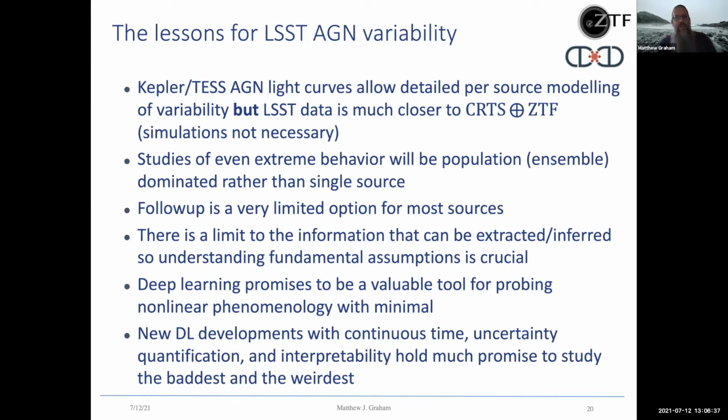Deep learning, I think, promises to be the best tool for doing that, particularly as it can handle nonlinear phenomenology without adding extra features, as you may with a more conventional statistical model. And there are new deep learning developments with continuous time that I briefly mentioned. Also things like uncertainty quantification and interpretability, which I think hold much promise to study the baddest and the weirdest of objects that are AGN. And I'll stop there. Thanks.